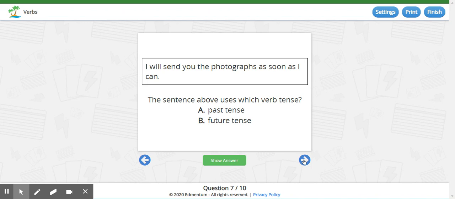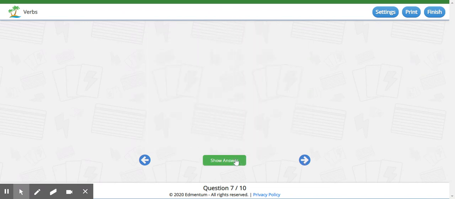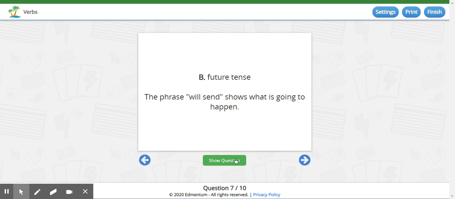Send. Okay. Send. Is that a past tense verb or a future tense verb? If you think it's a past tense verb, I want you to snap your fingers 2 times. If you think it's a future tense verb, I want you to snap your fingers 2 times. Okay. And B, future tense. The phrase will send shows what is going to happen. A lot of the time, future tense verbs, you'll see the word will because it will happen in the future.